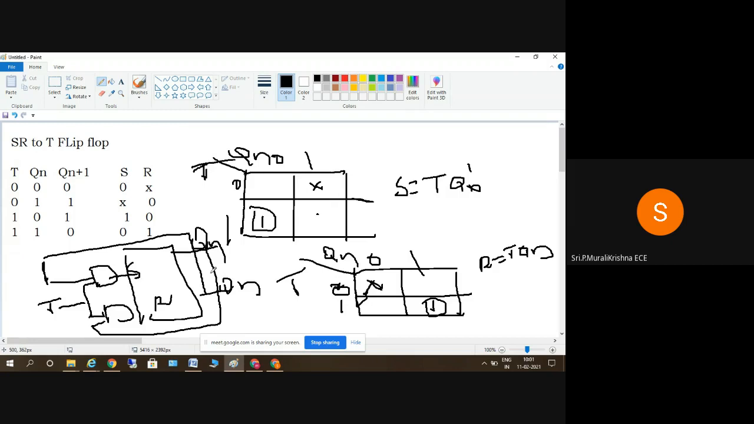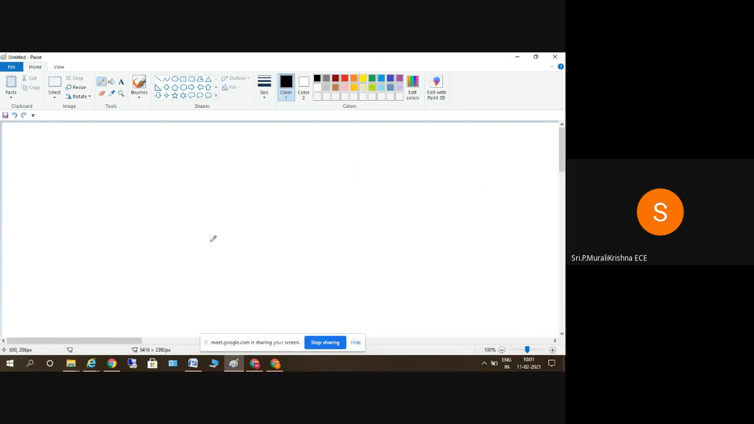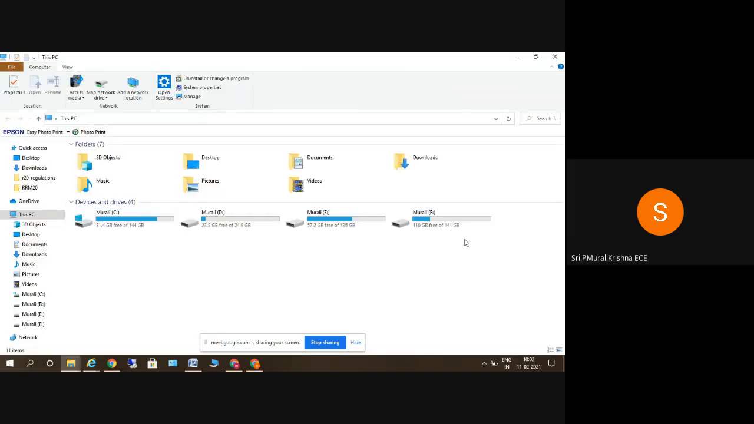So next thing, we'll see the analysis part. These are the conversion techniques here. The analysis part is nothing but we'll be given a circuit, so we have to find the equations for that. After finding the equations, we have to derive the equations and draw the truth table. After drawing the truth table, we have to draw the state diagram. So you'll know what those things are. We'll see the analysis part here.